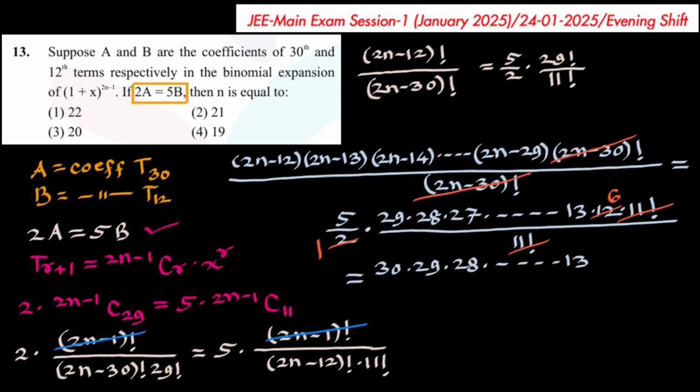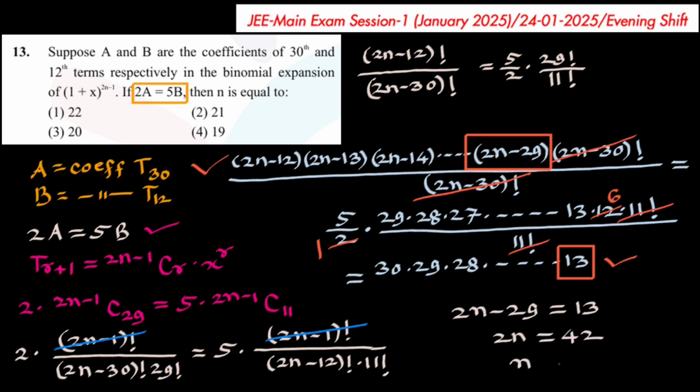Now comparing the left hand side and the right hand side, we can equate the smallest quantities, which are 2n minus 29 on the left hand side and 13 on the right hand side. So 2n minus 29 equals 13, 2n equals 42, n equals 21. Hence the correct answer option is 2, 21.